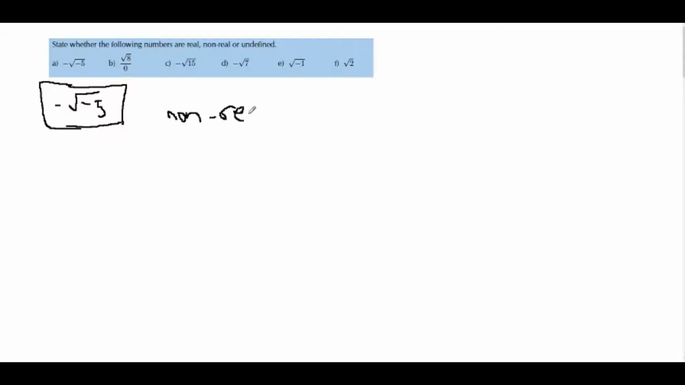Beautiful handwriting, as always. Okay, B. Let's run through this. So we have the square root of 8 divided by 0. That's a big no-no, because we never divide by 0. And because we never divide by 0, this is undefined. It's undefined because we cannot describe it.